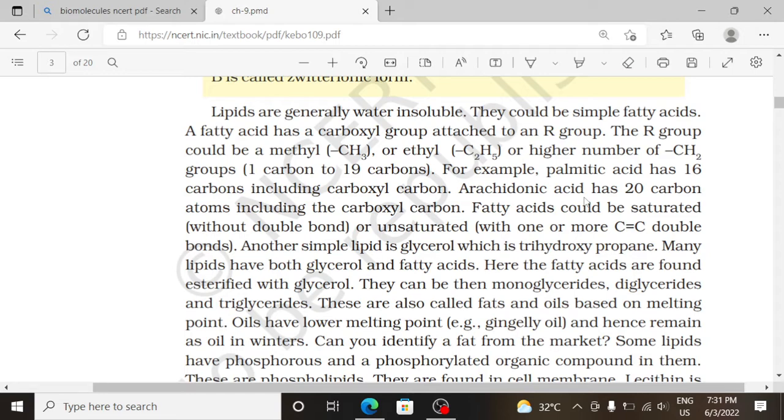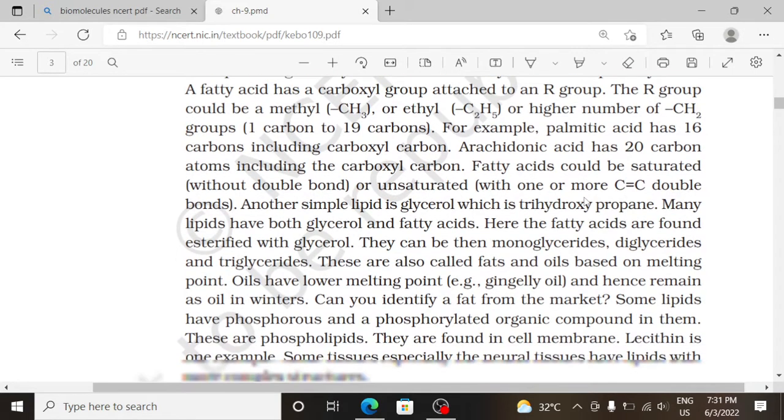For example, palmitic acid has 16 carbons including the carboxyl carbon. Arachidonic acid has 20 carbon atoms including the carboxyl carbon. Fatty acids could be saturated without double bond or unsaturated with one or more carbon-carbon double bonds. Another simple lipid is glycerol, which is trihydroxypropane. Many lipids have both glycerol and fatty acids. Here the fatty acids are found esterified with glycerol.